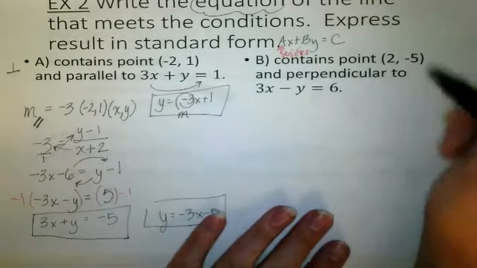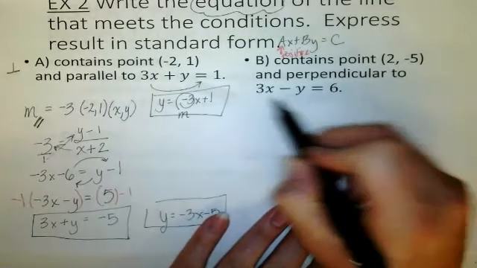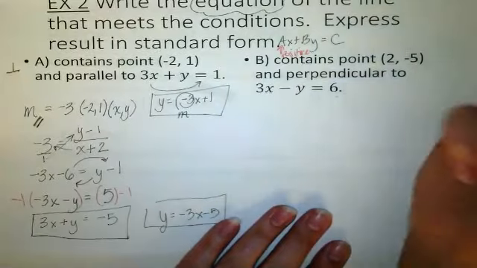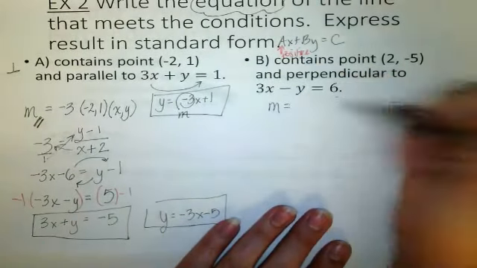All right, so we want to be perpendicular to this line. So how do we figure out the slope of this line?